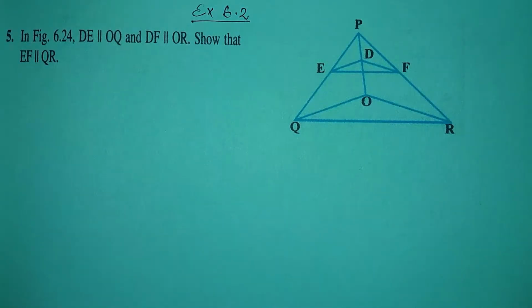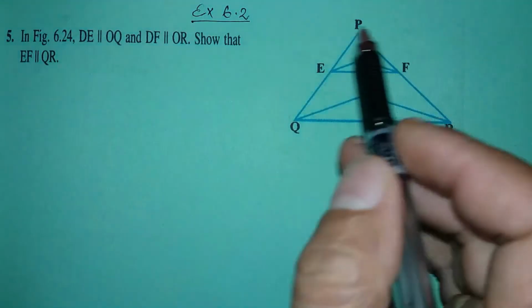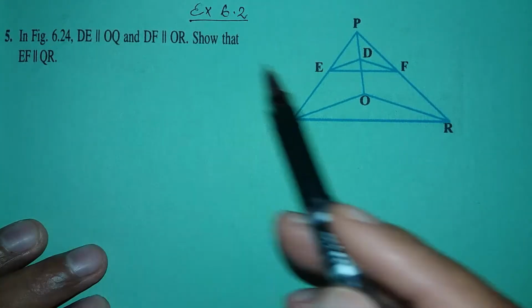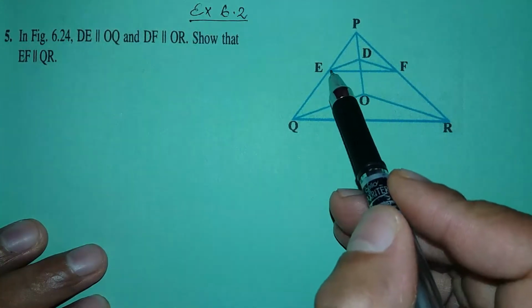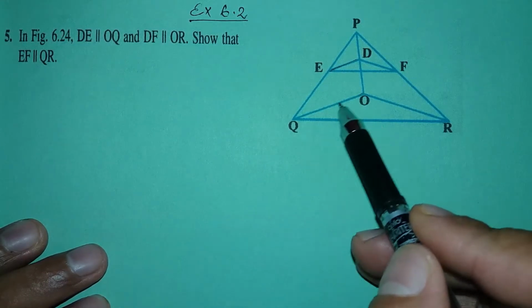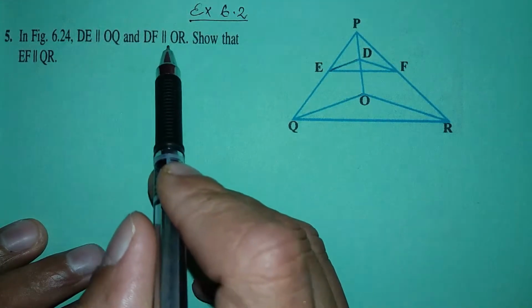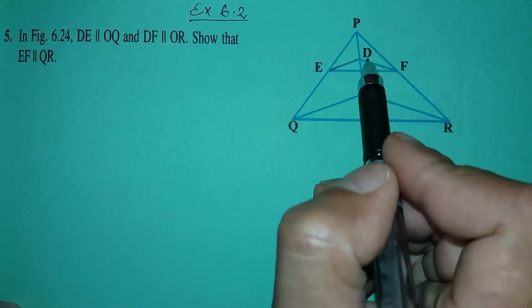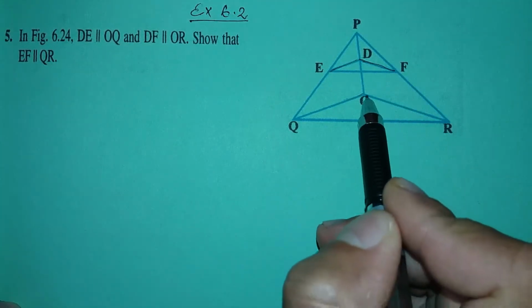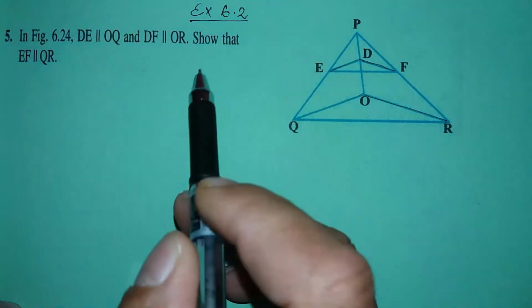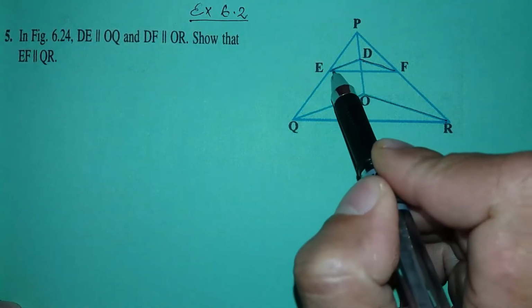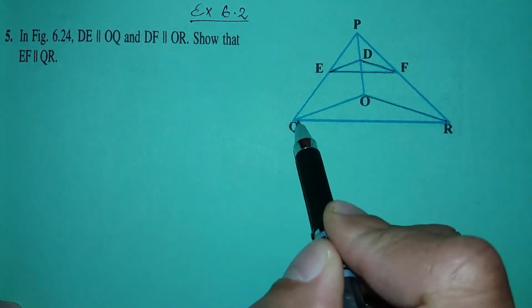Let's see question number 5. In this figure, DE is parallel to OQ. DF is parallel to OR. Show that EF is parallel to QR. So we have to show that EF is parallel to QR here.